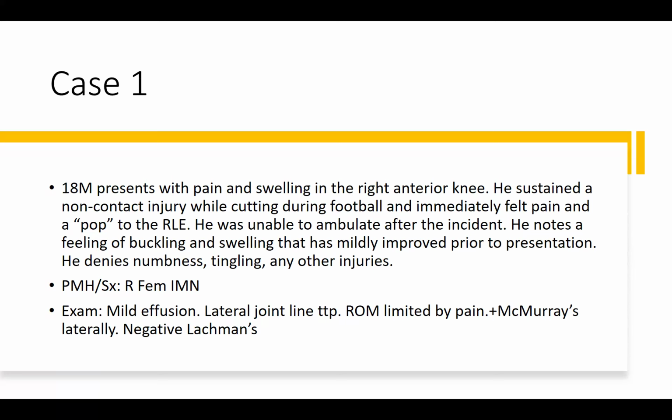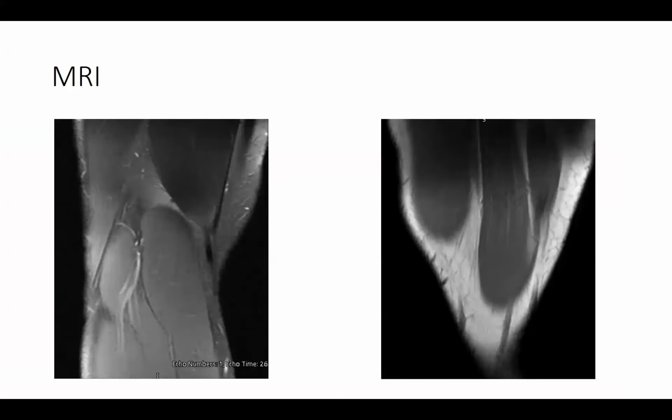Of note, he has a past surgical history of a right femur antegrade intramedullary nail after a traumatic injury approximately 1 year prior. So his exam today reveals a mild effusion with lateral joint line tenderness to palpation. His overall range of motion is limited by pain. He has a positive McMurray's sign laterally and a negative Lachman's test. MRI was subsequently obtained based on his presentation.